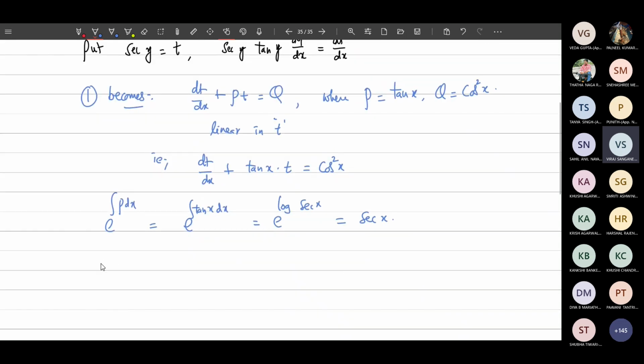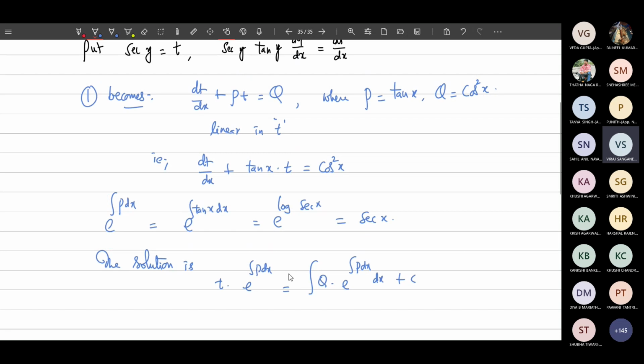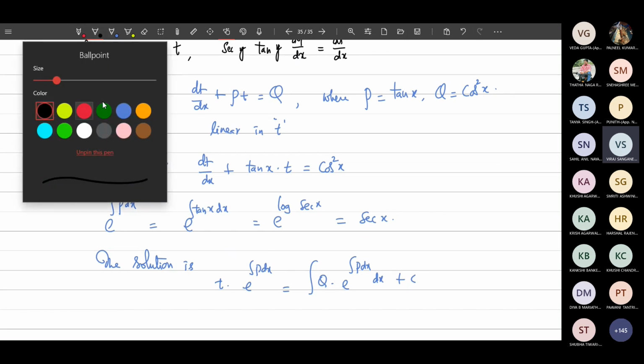And the solution is, instead of y, we need to write t into e to the power of integral p dx equal to integral q e to the power of integral p dx plus constant. We will not write y because it is linear in t. Therefore, very important point, it is linear in t because of the new variable.